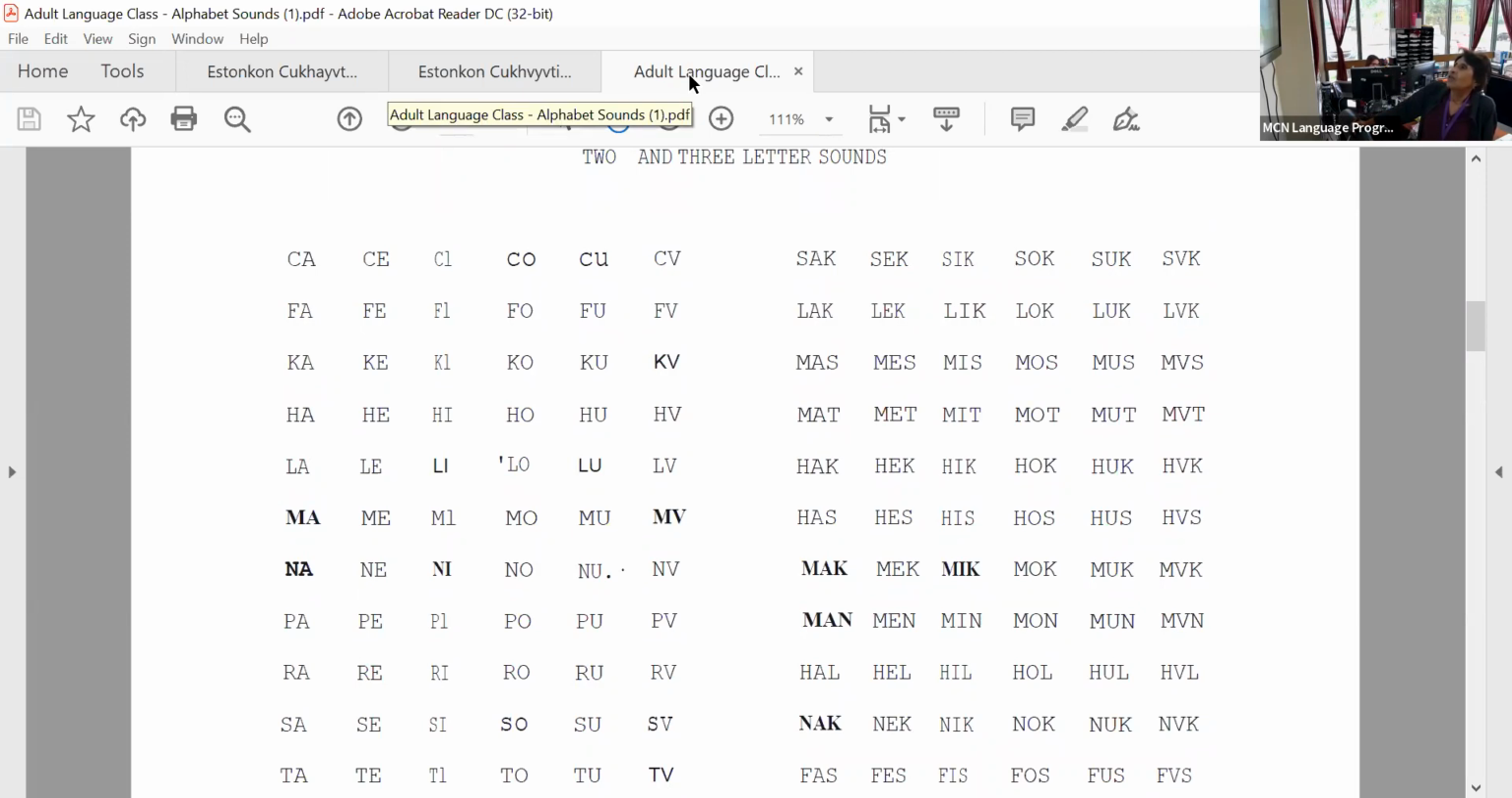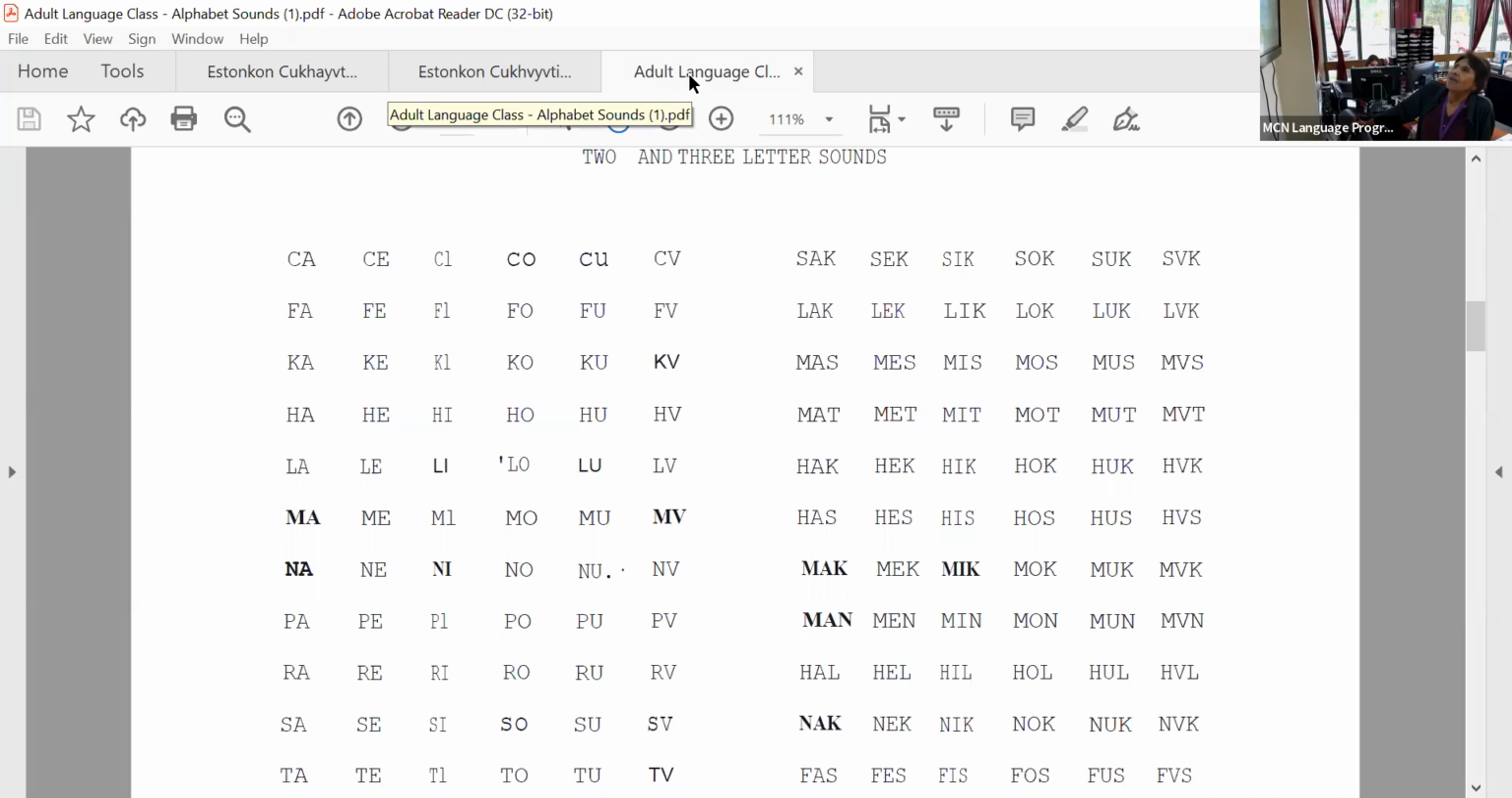Sock. We're going to do the three-letter sounds. Sock, seek, sake, sook. Lock, leak, lake, look, luck.